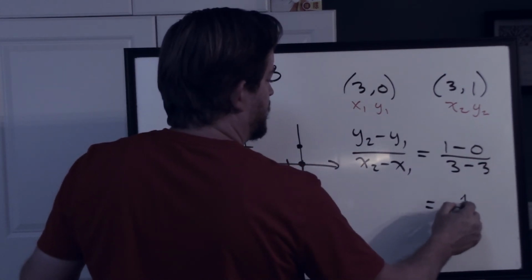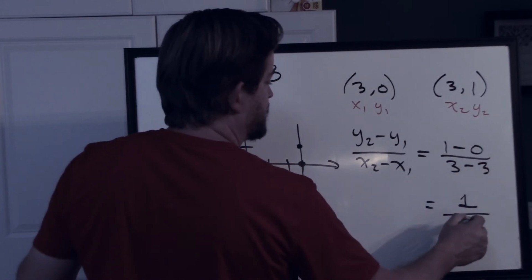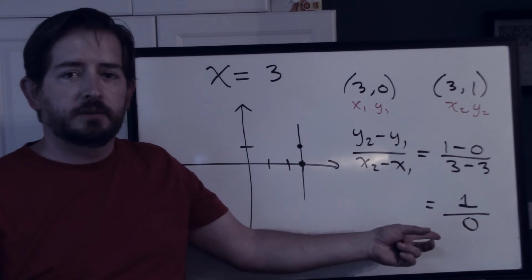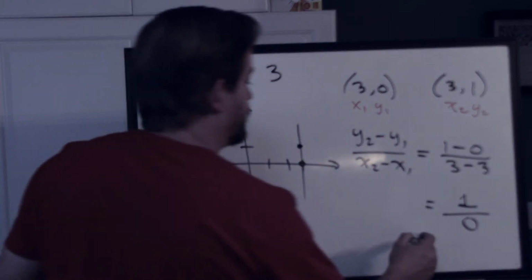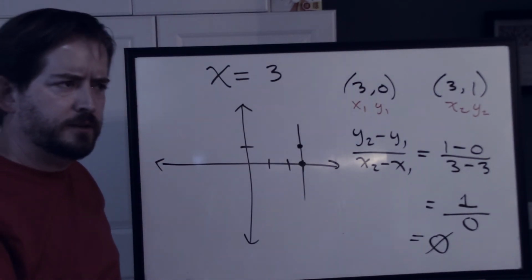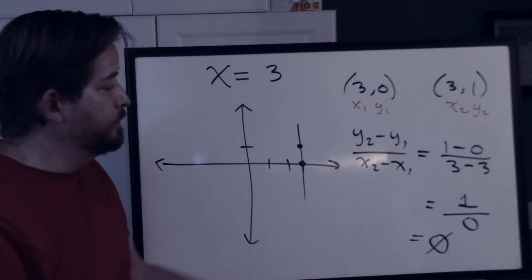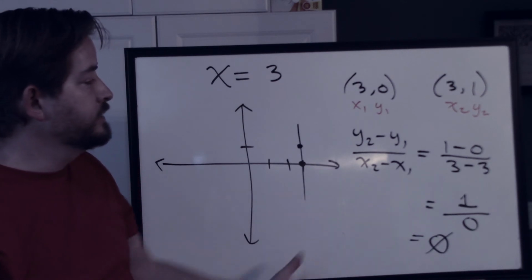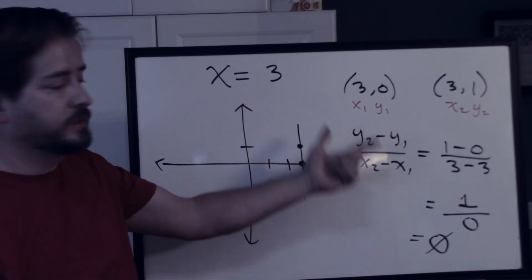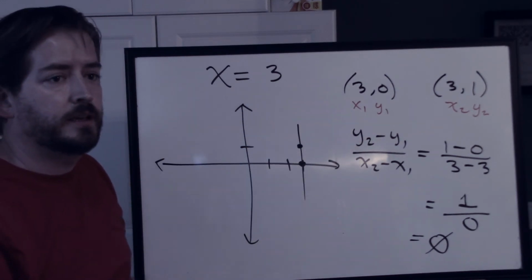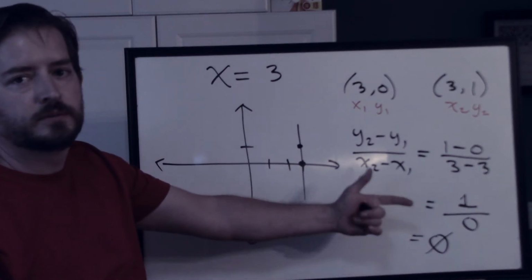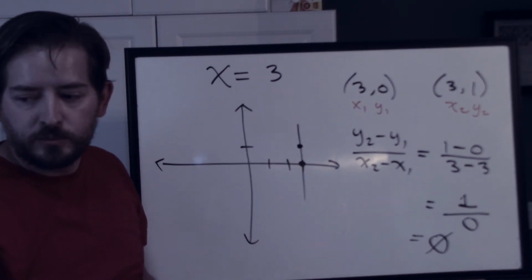That gives me 1 in my numerator, but 3 minus 3 is 0. And here I have issues because I can't divide by 0. This is undefined by definition, which is a weird way of saying by definition it has no definition, right? But it is undefined, so a vertical line has an undefined slope. Because slope is defined as the rise over the run, it would require us to divide by 0. So we get an undefined slope.